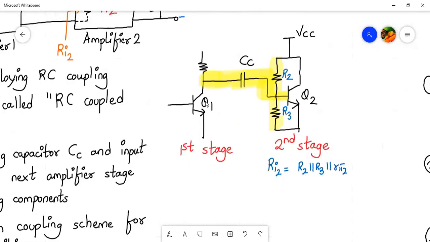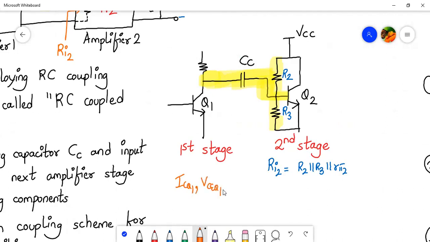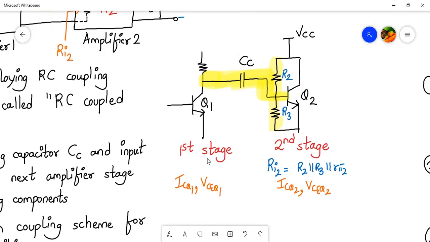So let's say that for the first stage, we can describe more. The first stage will have a Q point, which is ICQ1 and VCEQ1. So this will remain in complete isolation from ICQ2 and VCEQ2. So the Q point of the first stage will not disturb the Q point of the second stage because there is an RC coupling in between them. Let's see the capacitor here. The capacitor will block DC.